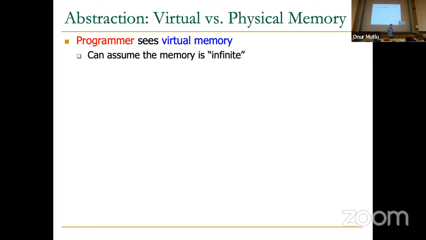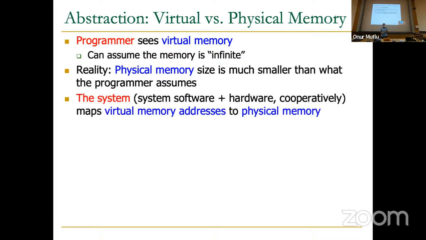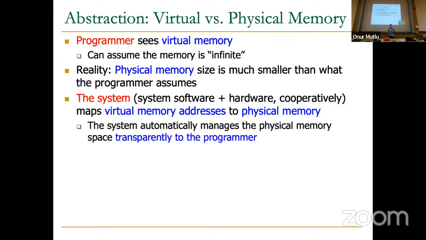I said the programmer sees virtual memory, and they can assume the memory is infinite because of this abstraction provided by virtual memory. In reality, physical memory is clearly not infinite. It's much smaller than what the virtual memory provides, meaning what the programmer assumes. But the system, meaning system software and hardware together, cooperatively maps virtual memory addresses to physical memory addresses. There's basically an indirection layer between virtual and physical addresses. And the system automatically manages this physical memory space that's real.